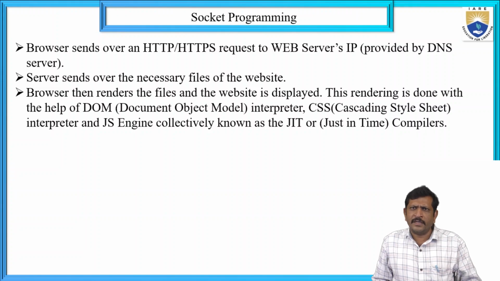Here the server sends over the necessary files of the website. What are the necessary files that are required for the website? For example, Google search. In a Google search, the end users are requesting services. The web server sends over the necessary files, whatever was searched in Google search, and those files are sent to the user. The browser then renders the files, and the website is displayed.